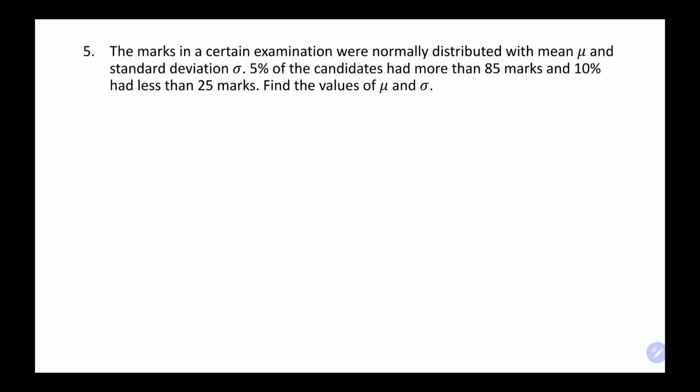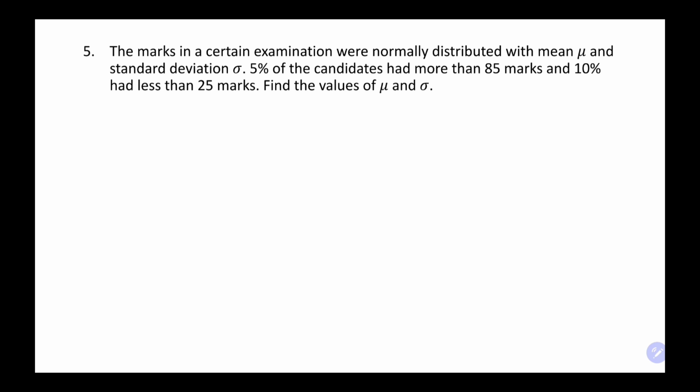Number 5. The marks in a certain examination were normally distributed with mean mu and standard deviation sigma. 5% of the candidates had more than 85 marks and 10% had less than 25 marks. Find the values of mu and sigma.